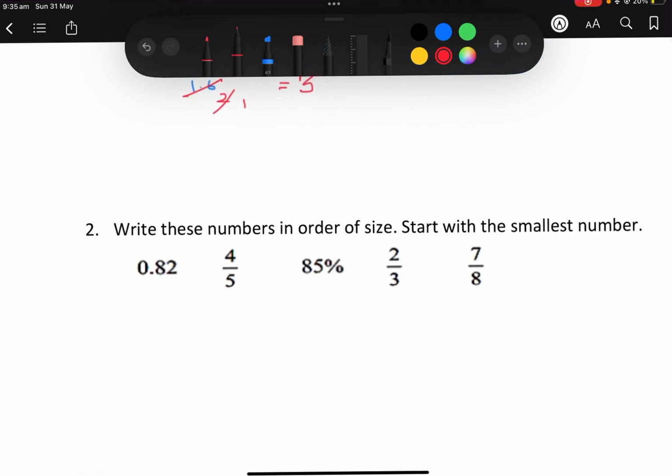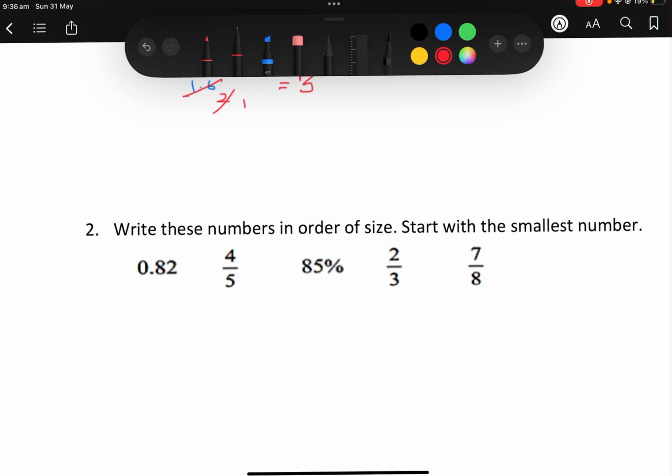Now moving ahead, we have the other questions which say write these numbers in order of size, starting with the smallest first. Now in this particular question, some of them are in fraction form, some of them are in percentage form. So when you have fractions and percentages, we have to convert all of the fractions into percentages or decimals, so that it becomes easy for us to write down and evaluate our answer, like which one is smaller. To judge it becomes quite easy.